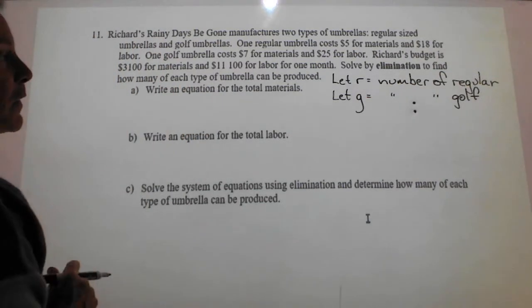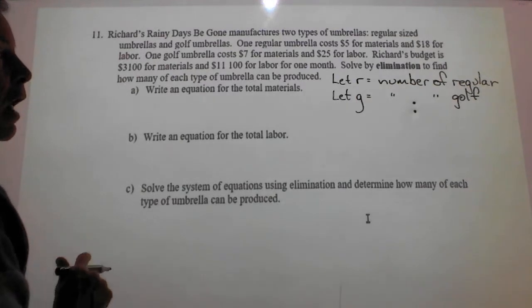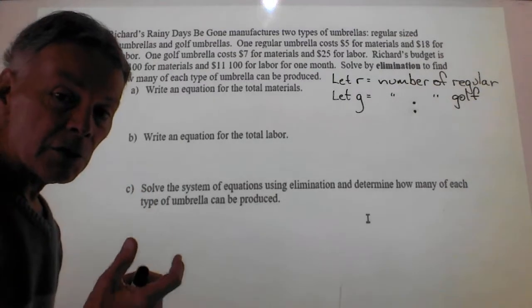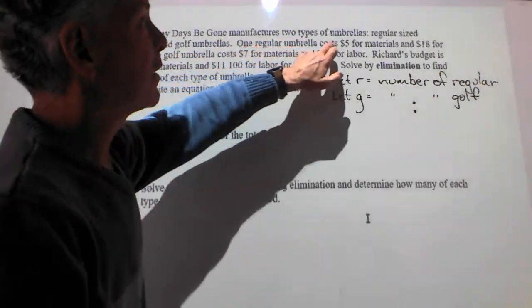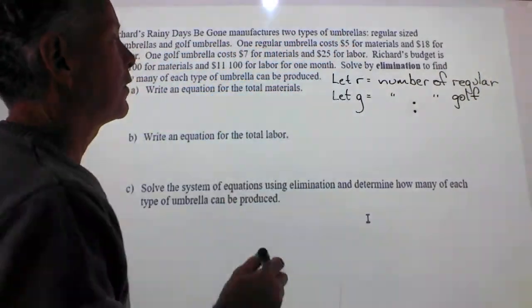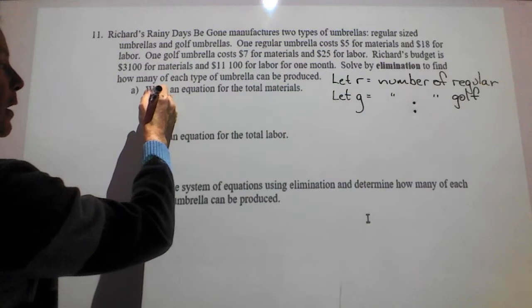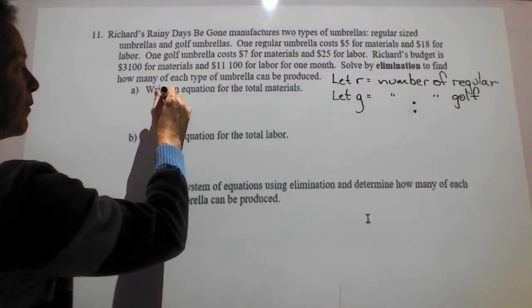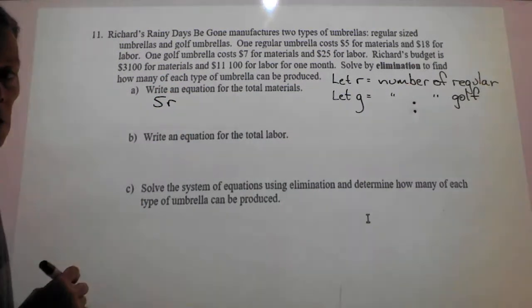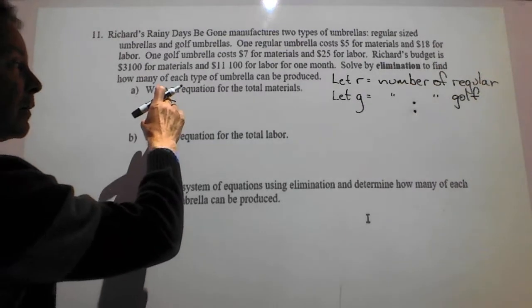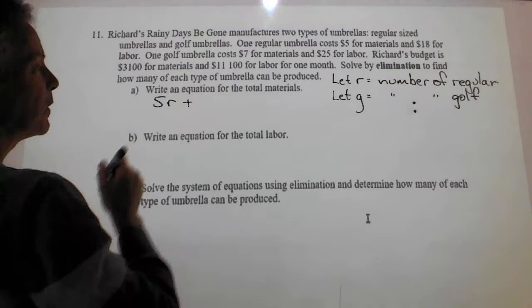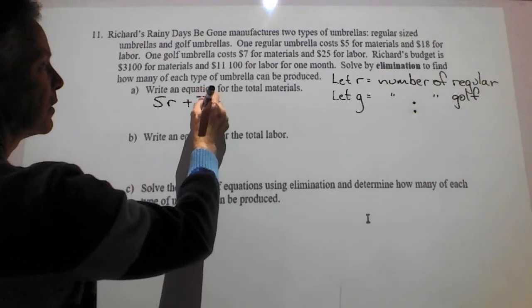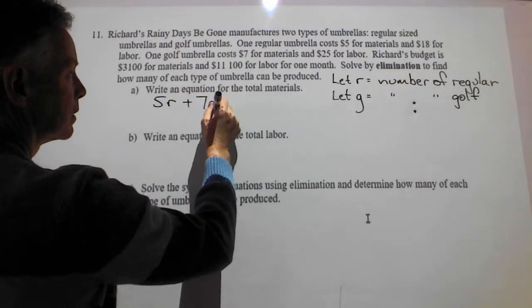Write an equation for the total materials. So, the first thing we're going to look at is the materials. So, our regular umbrella is $5 for materials. So, if I want to just make one umbrella, that would be 5R, right? $5 times one umbrella. What about the golf umbrellas? Well, the golf umbrellas, the materials cost $7.